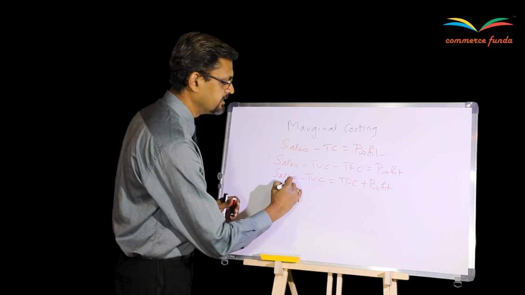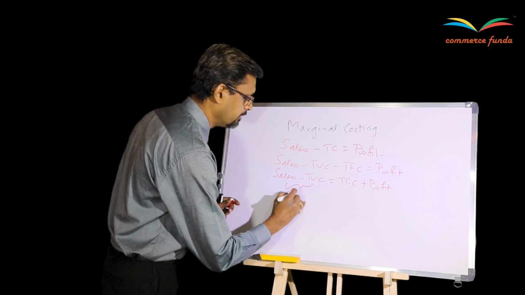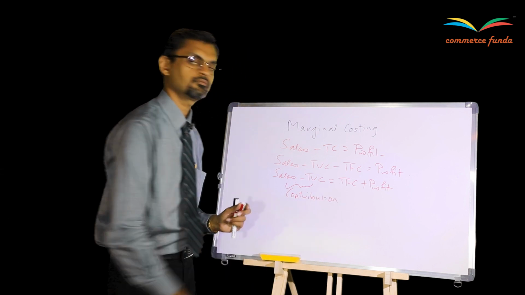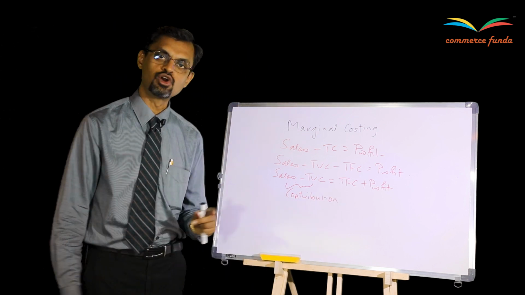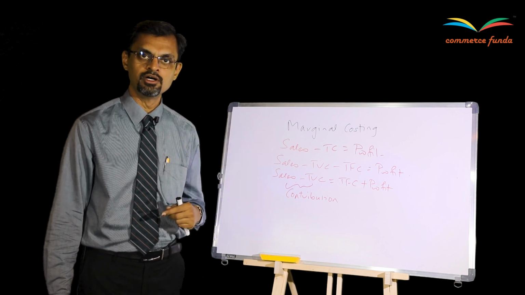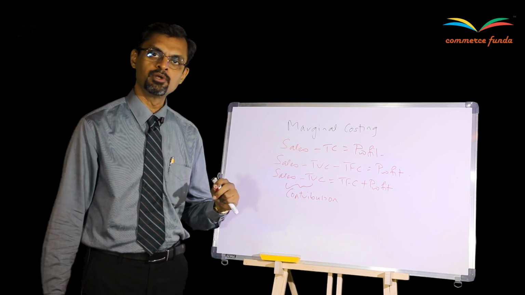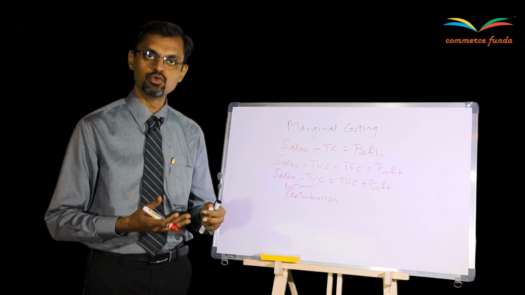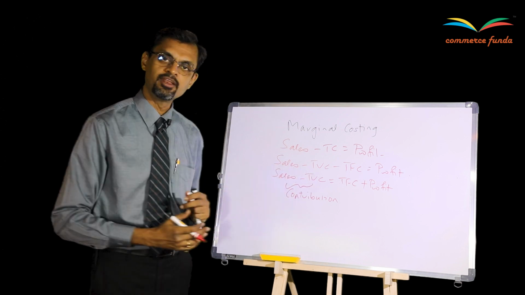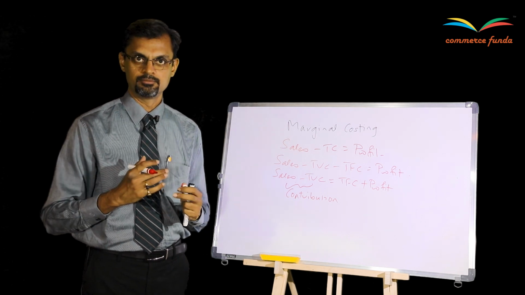Now this sales minus total variable cost is called by a different name, called contribution. Now let me tell you why this is called contribution. What is sales? Sales is nothing but the extra revenue that you earn every time you sell more units. What is total variable cost? That's the extra cost that you incur whenever you are producing more. So sales minus total variable cost is nothing but the addition that you are making to your profit.